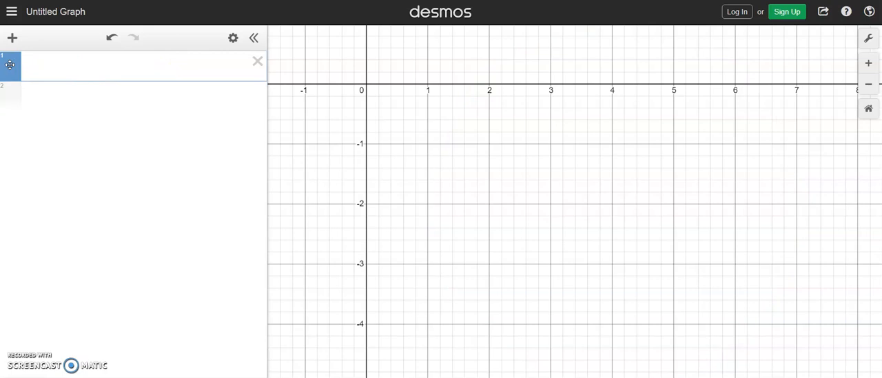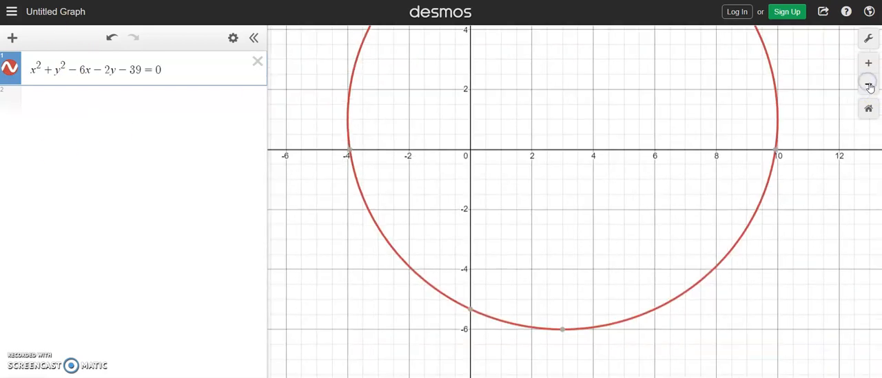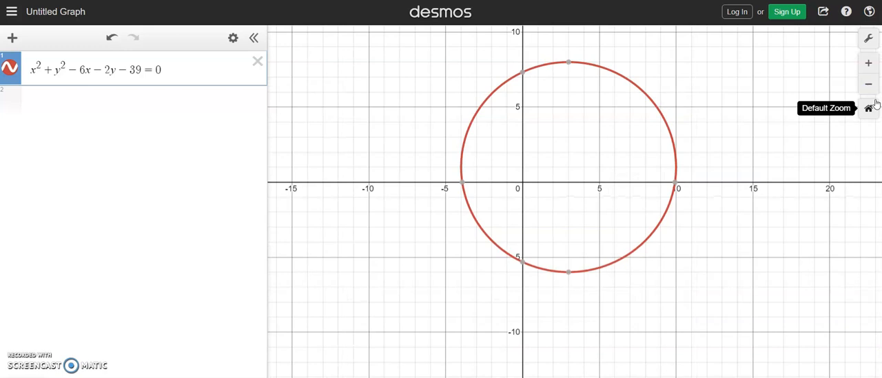So this example said x squared plus y squared minus 6x minus 2y minus 39 equals 0. Oh, that is way too big, so let's zoom that out a little bit. So there's my circle. Notice, I'm telling you, Desmos graphs these circles for you. So if I wanted to find my center and radius from the circle, I just need to find the center. It's easy if you find the top and bottom, and you want to go in the middle of that and see side to side.